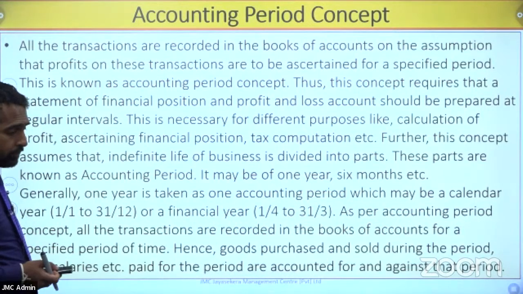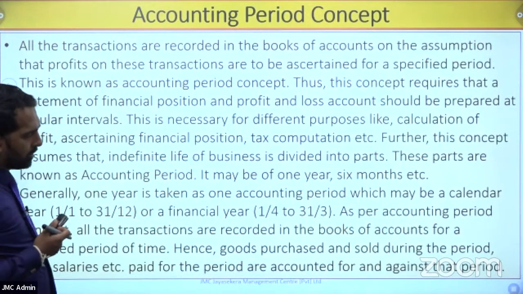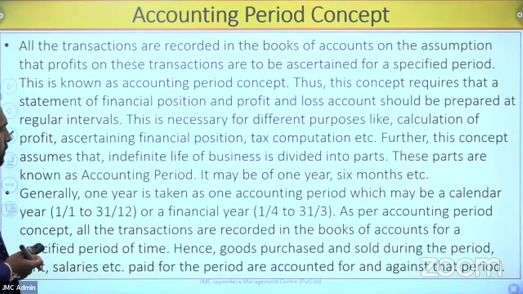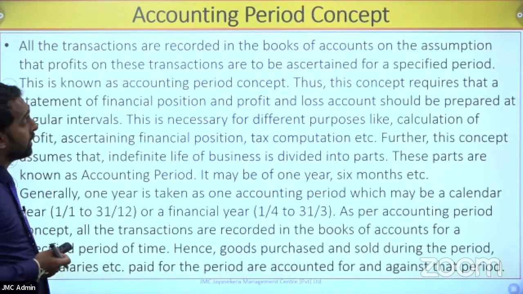It may be 1 year, it may be 6 months. Generally, 1 year is taken as one accounting period, which may be a calendar year, 1st of January to 31st December, or a financial year, 1st of April to 31st of March. As per the accounting period concept, all the transactions are recorded in the books of accounts for a specified period of time. Hence, goods purchased and sold during the period, rent, salaries, etc. paid for the period are accounted for against that period.